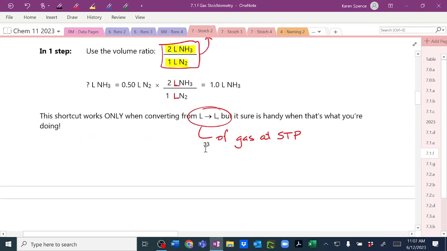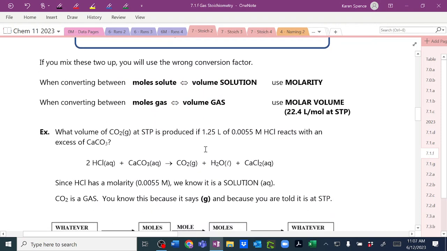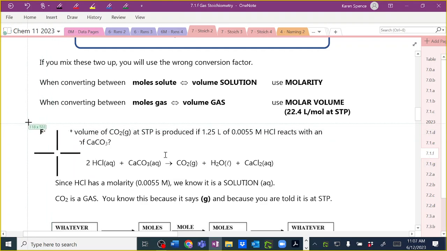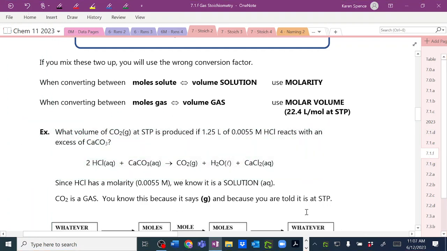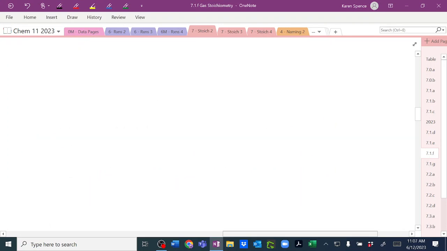So this is on page 34. Page 34. Where'd it go?